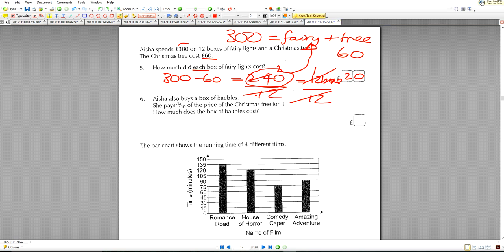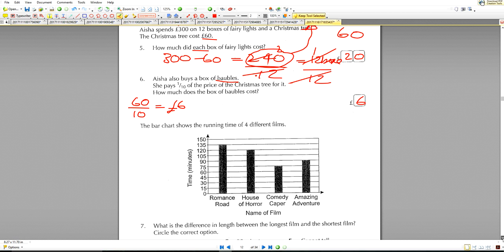Question number 6. Aisha also buys a box of baubles. She pays 1/10 of the price of the Christmas tree for it. Now, she paid £60 for the Christmas tree. So if you divide that by 10 to work out a tenth, that means she paid £6 for the baubles. And that's the answer for number 6. Let's move on to question number 7.